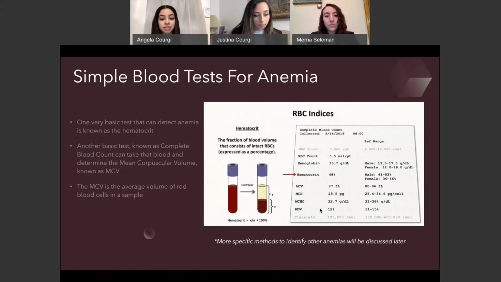Another basic test, known as the complete blood count (CBC), can take the blood and determine the mean corpuscular volume, known as MCV. The MCV is the average volume of red blood cells in a sample and helps indicate what type of anemia is present.